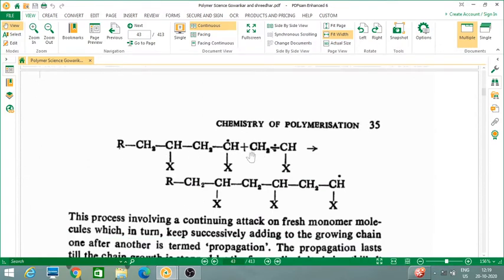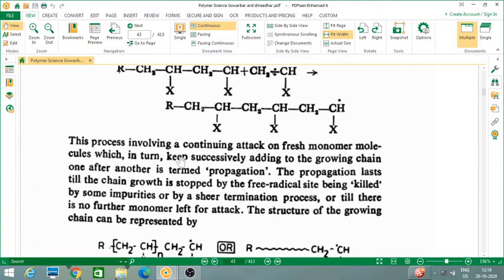So you get another fresh monomeric species. Now it is getting attached and the chain is propagating, and the radical site is shifted to the last molecule. This process, involving a continuing attack on fresh monomer molecules, which in turn keep successively adding to the growing chain one after another, is termed propagation. The propagation lasts till the chain growth is stopped by the free radical site being killed by some impurities or by a sheer termination process, or till there is no further monomer left for attack.